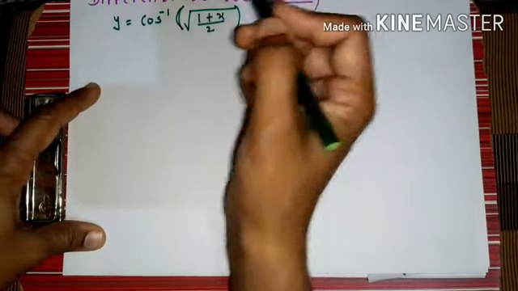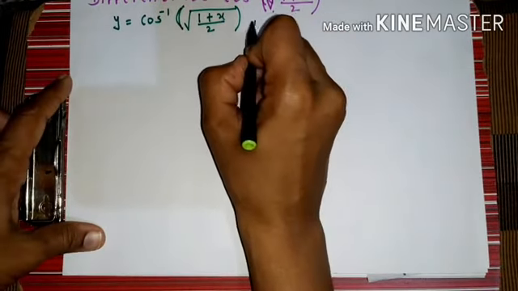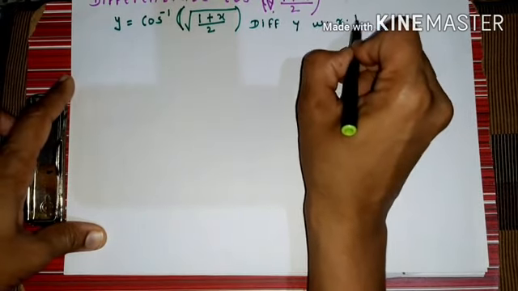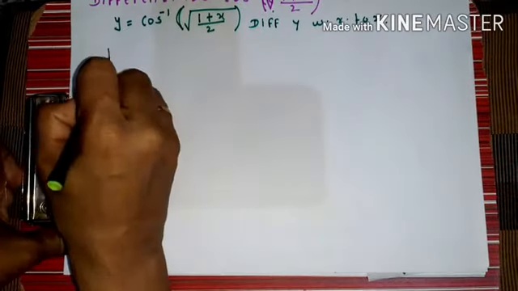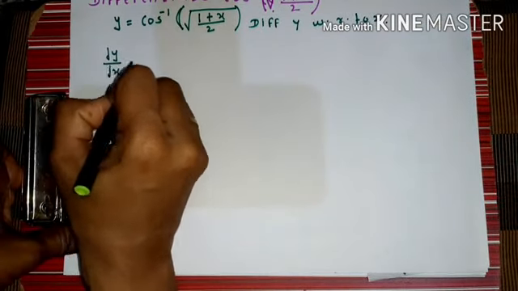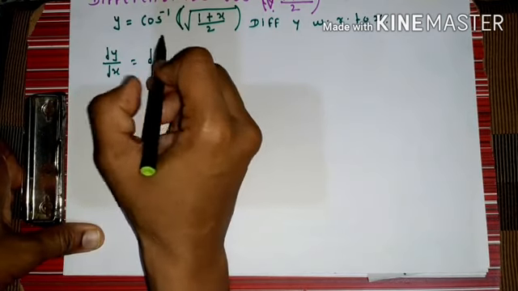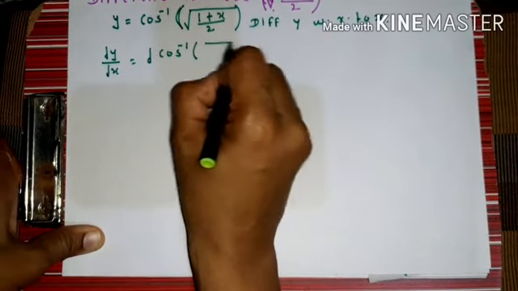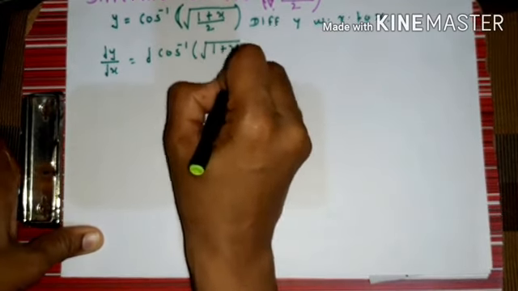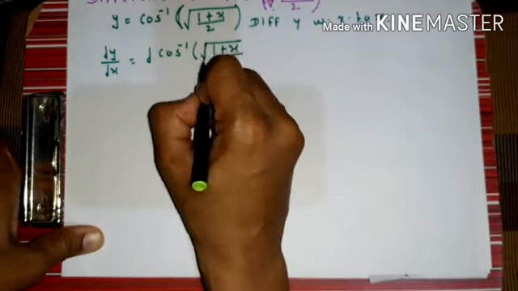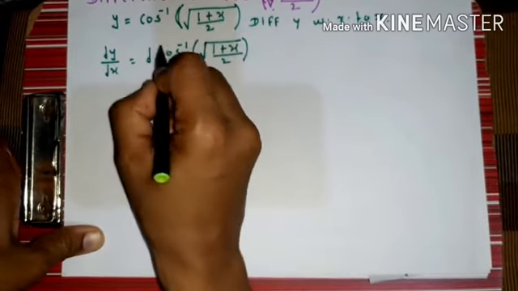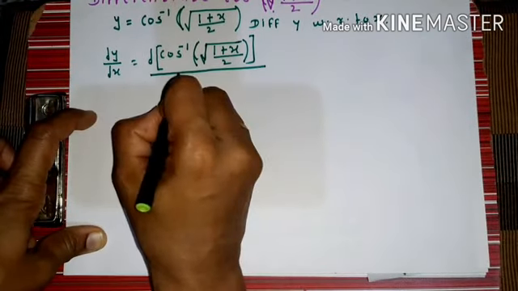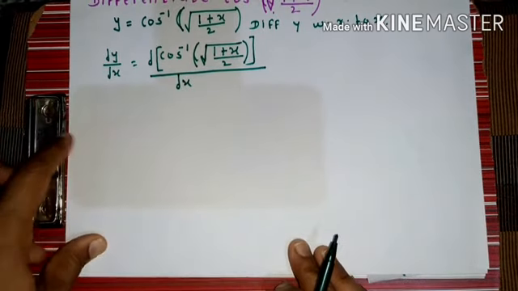Okay students. Now differentiate y with respect to x. And therefore dy by dx equal to differentiation of, what is the y function? The y function is cos inverse of square root of 1 plus x upon 2, with respect to x. Okay students.